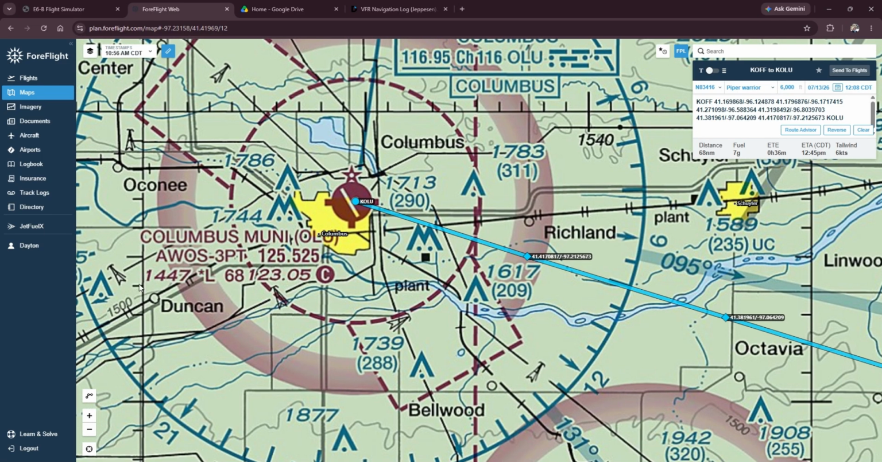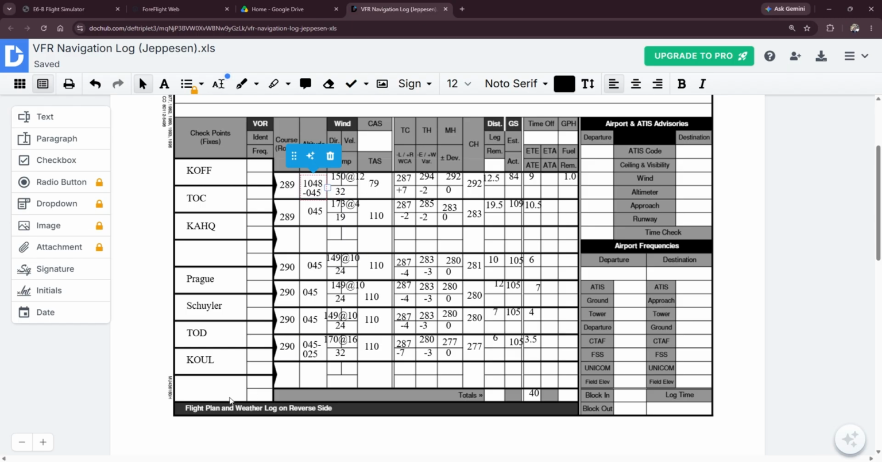So we can see that our field elevation is 1,447. I round that up to 1,500 and then add 1,000. So 2,500 feet is what we're going to be doing for our pattern altitude. If we go back to our nav log here, we can see 4,500 down to 2,500. There you go, so we got our altitude in. Next thing we want is our wind speed.